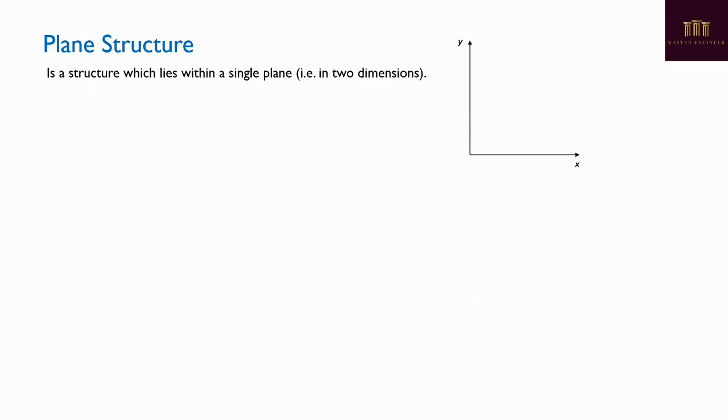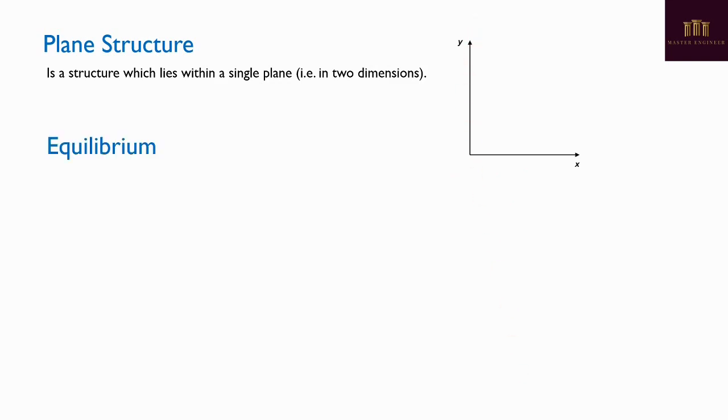The first thing we need to know is a plane structure. A plane structure is a structure which lies within a single plane, i.e. in two dimensions. So any structure that lies within the x and y-axis is called a plane structure.